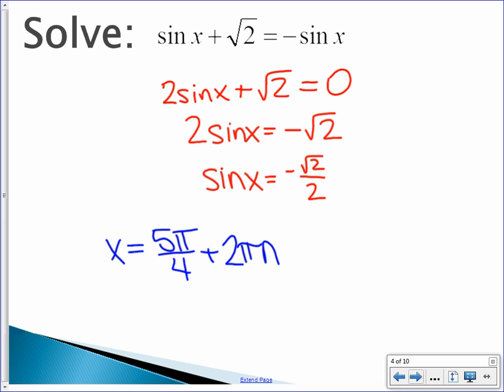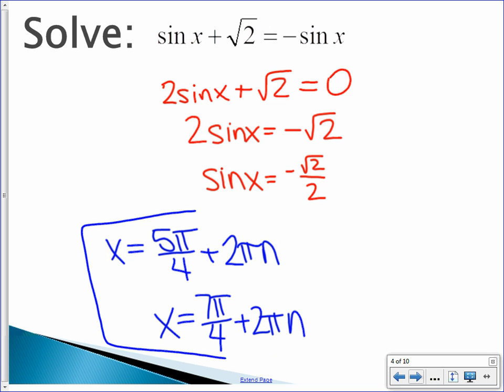Very good. Layton, where's another time where the sine of x is negative radical 2 over 2? 7 pi over 4. And that one repeats over and over again. So those two solutions represent all of our solutions, because there's a base of the unit circle. We're just going to think about one rotation of the unit circle, and then this is taking into account that it's going to repeat over and over.